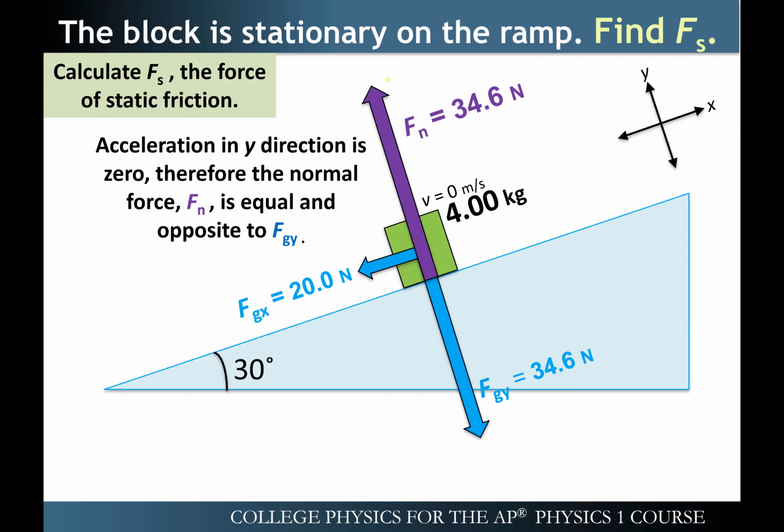So we just continue to build out this free body diagram. We know the acceleration in the y direction is zero. There's no vertical acceleration. So the normal force has to be equal and opposite to that y component of the weight. Questions about that step?